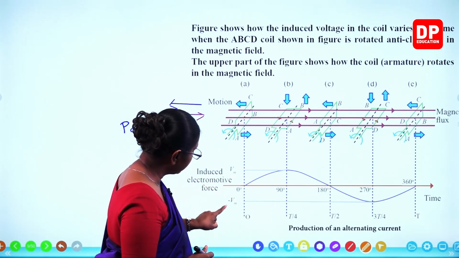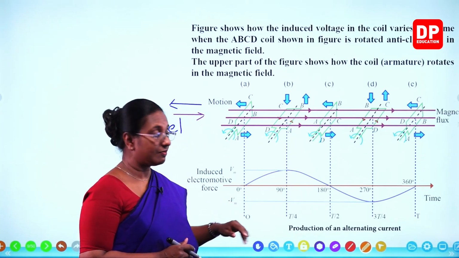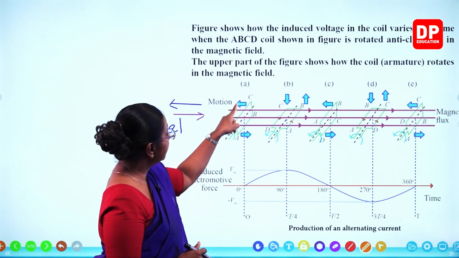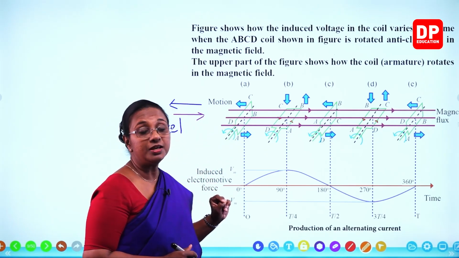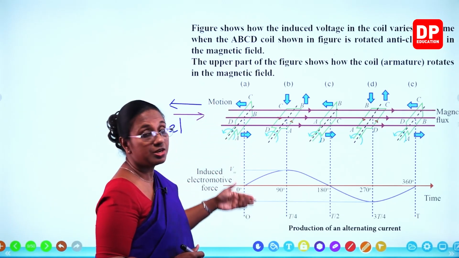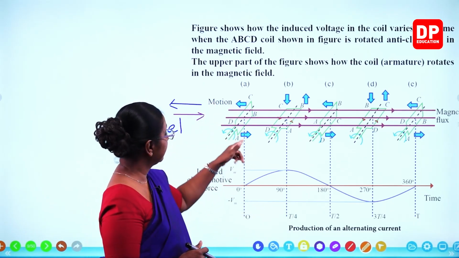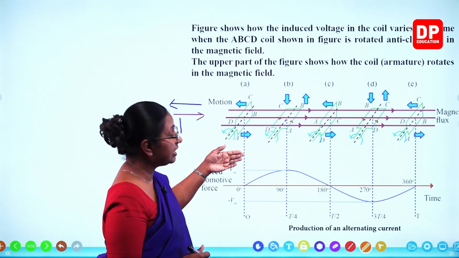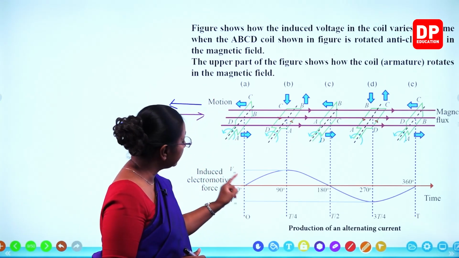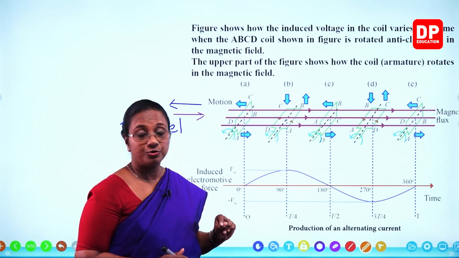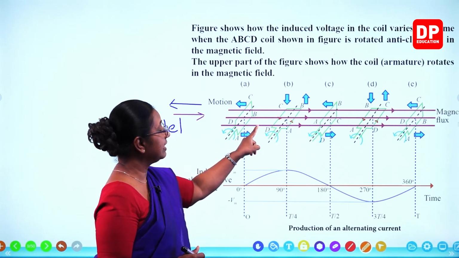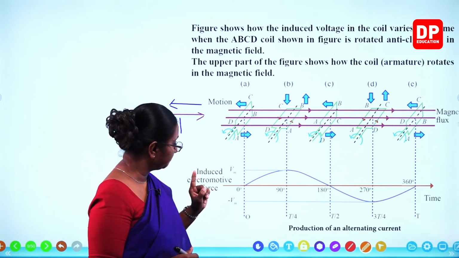So this is the positive value. Here you can see the negative value, and that is the degree, that is the 0 degree is the degree of the armature, the angle of the armature. This is the initial position of the coil, you can say. Coil ABCD initially it's considered as 0 degrees. There is no EMF, no induced electromotive force. 0. Why? The motion and the field are parallel to each other.